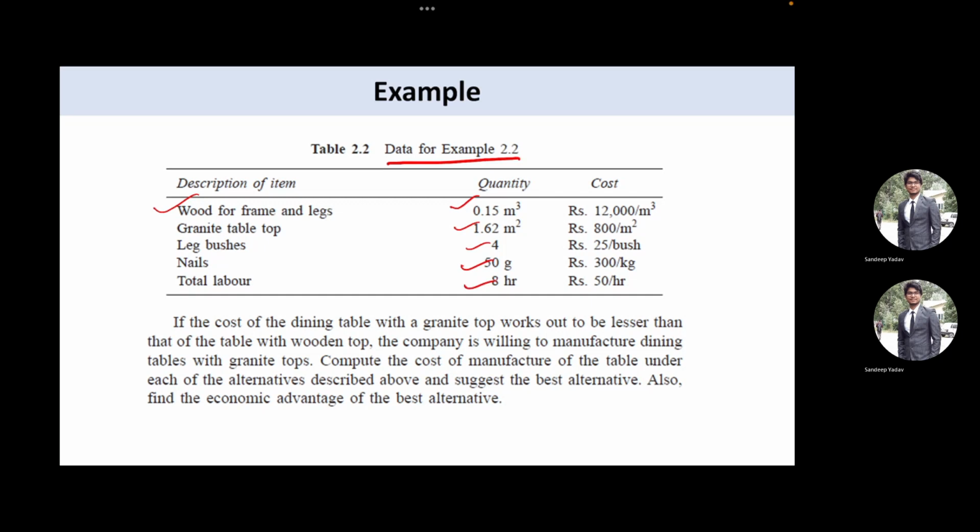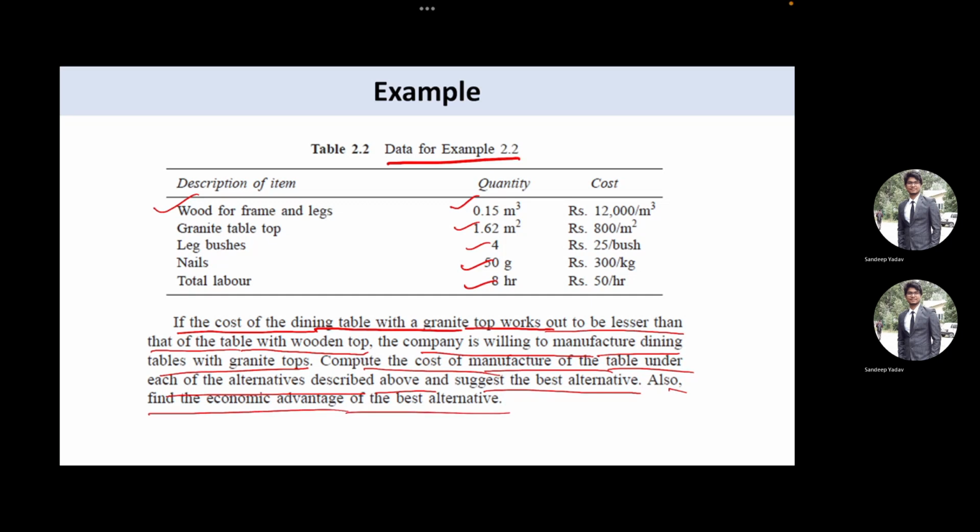Now what they're saying is, if the cost of dining table with a granite top works out to be lesser than the table with a wooden top, the company is willing to manufacture dining tables with granite tops. Compute the cost of manufacturing of a table under each alternative described above and suggest the best alternative. Also, find the economic advantage. Now this is a broader application of the economic analysis. So we should calculate this. Let's start.